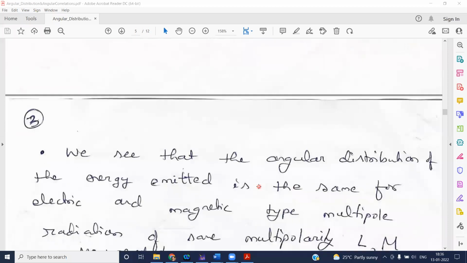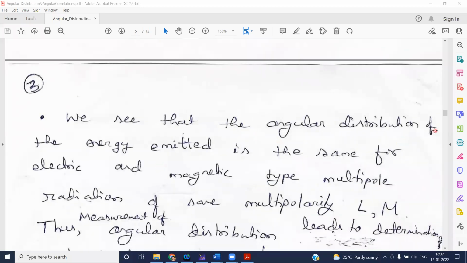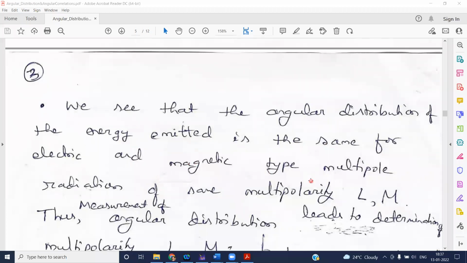But now we see that there is some particular energy emitted when a gamma ray is emitted. What is its angular distribution? That is, at different angles, what is the number of gamma rays entering different directions? So the angular distribution of energy emitted is the same for both electric and magnetic type of multipole radiation. That is what I emphasize.